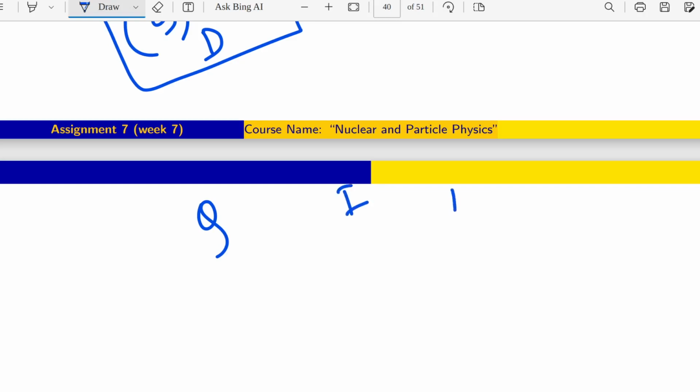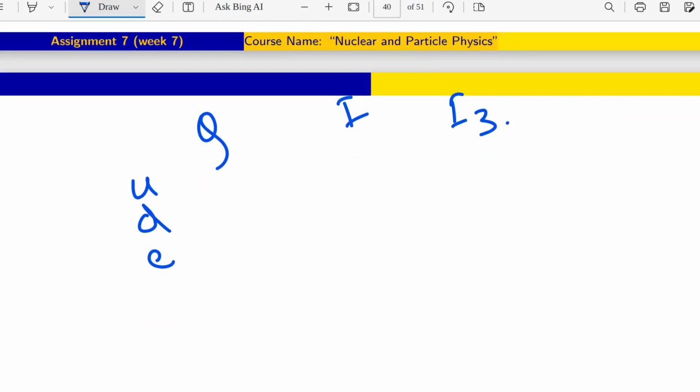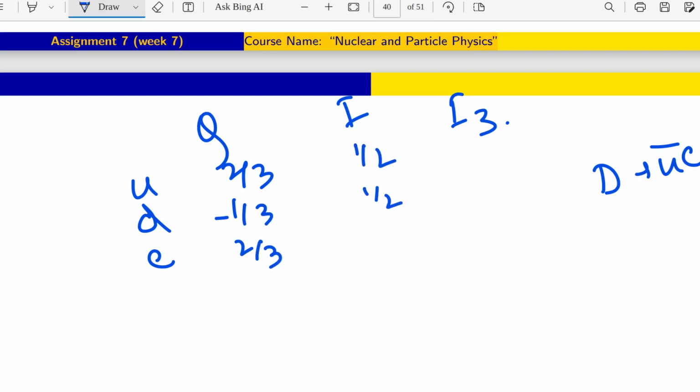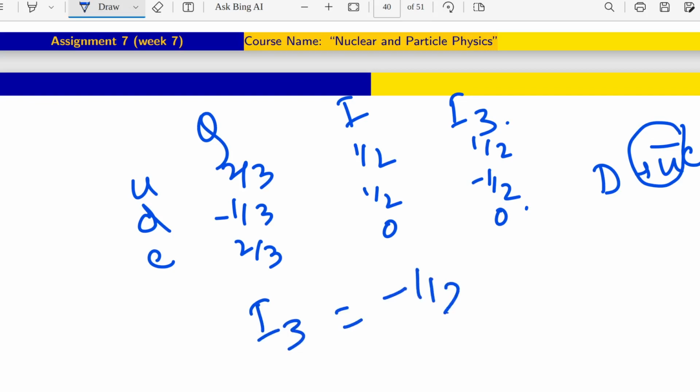So I have already written here U, D, C. I don't care about all other things because you know that our D is U by C. So Q is 2 by 3, minus 1 by 3, 2 by 3. Now this is half, 0, half, minus half, 0. So for U bar, what will be the value of I3? I3 will be minus half for U bar.